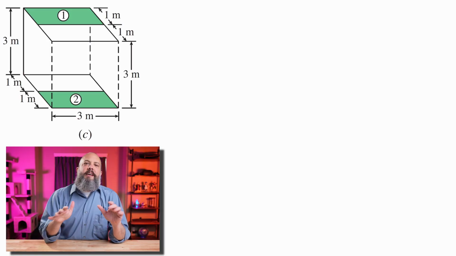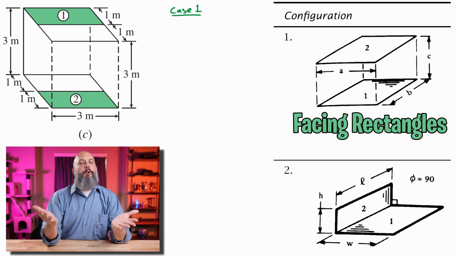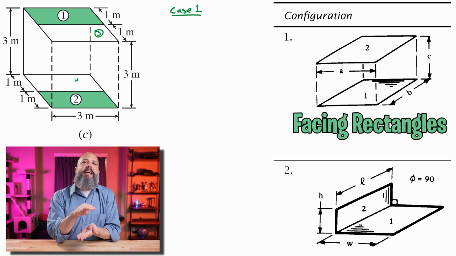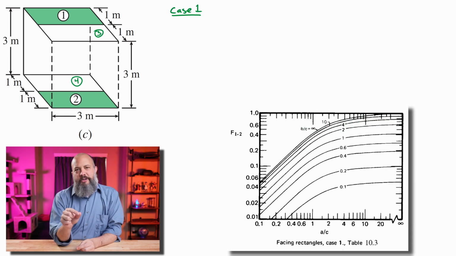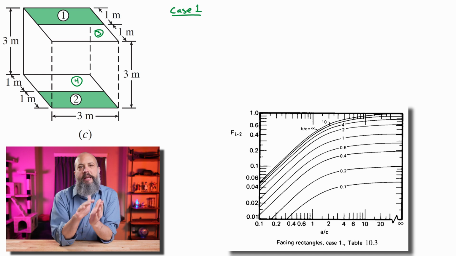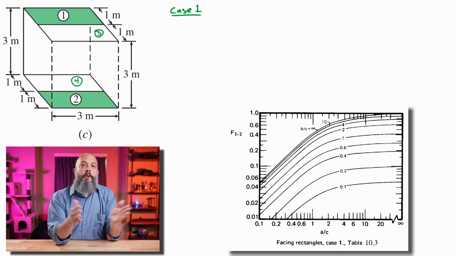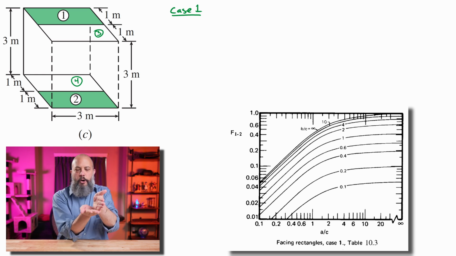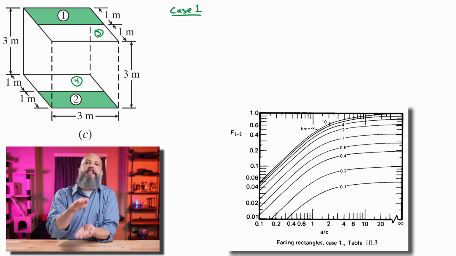So one more problem left, part C. On my figure here, this is going to be a case 1 where we have two parallel rectangular surfaces. What's a little bit different about parallel surfaces than perpendicular is your parallel surfaces have to be exactly the same size to use this equation and to use this figure. With the perpendicular surfaces, it was okay if they were different sizes as long as they shared a common edge. But again, the parallel surfaces, they have to be the same size.